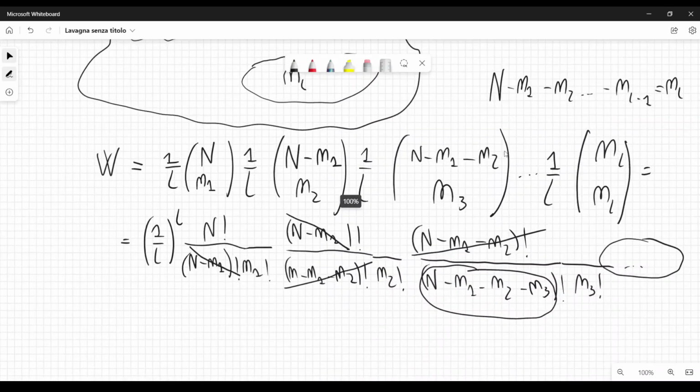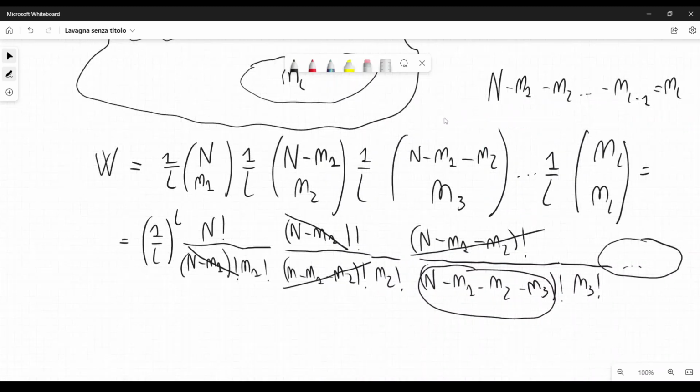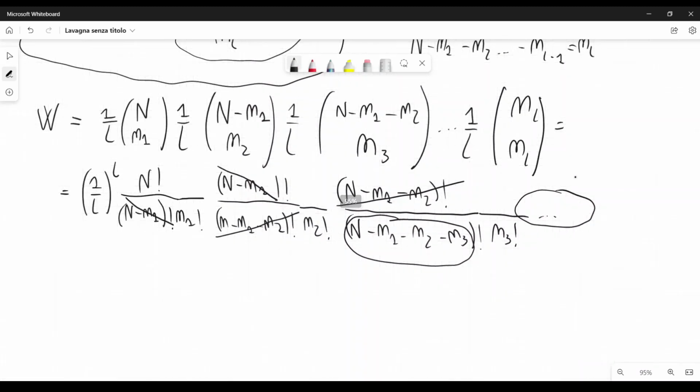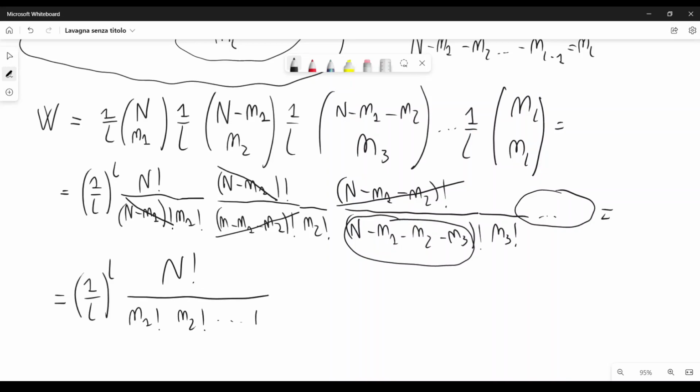So the formula simplifies, because in this case you can write 1 over L to the power L, and then here you have N factorial divided by N1 factorial, N2 factorial, dot dot dot, NL factorial, like this.